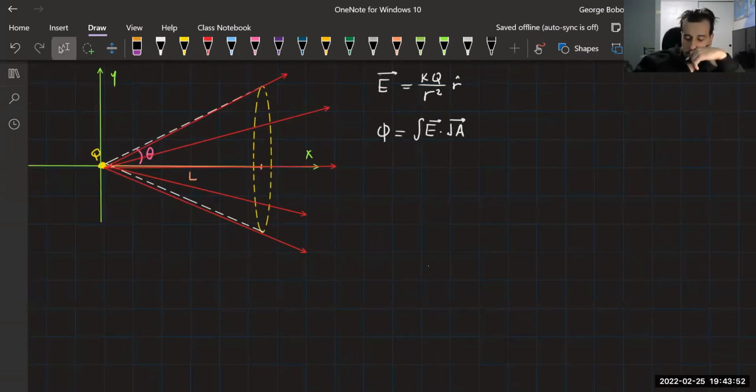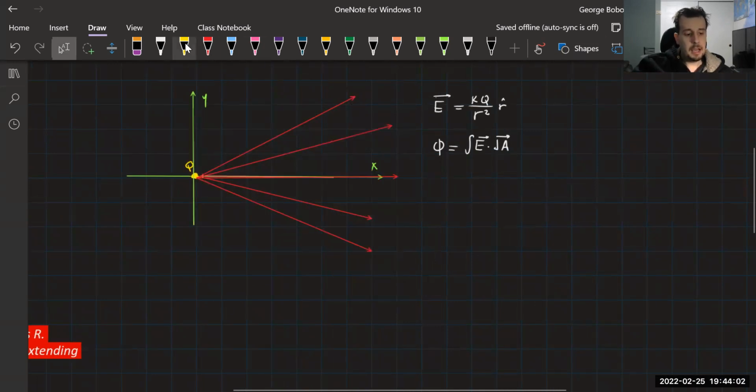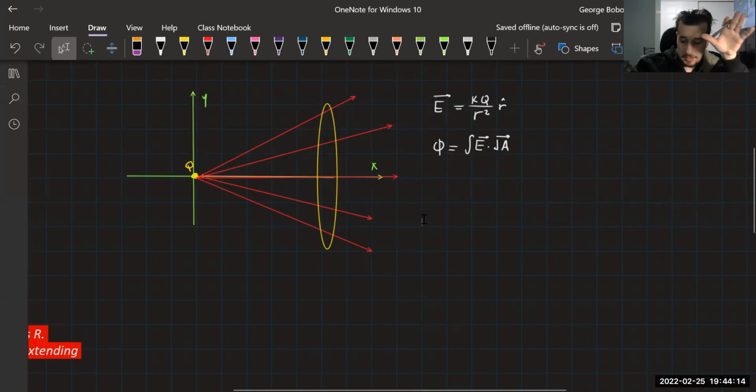So you go, okay, let's think about this for a second. I'm going to delete some of the structure. I don't need any of this stuff right now. I just need the disk that I'm trying to find the flux through. I'm going to make it a little wider so that I can put some structure in. Now pay close attention, because this is, again, very notorious.